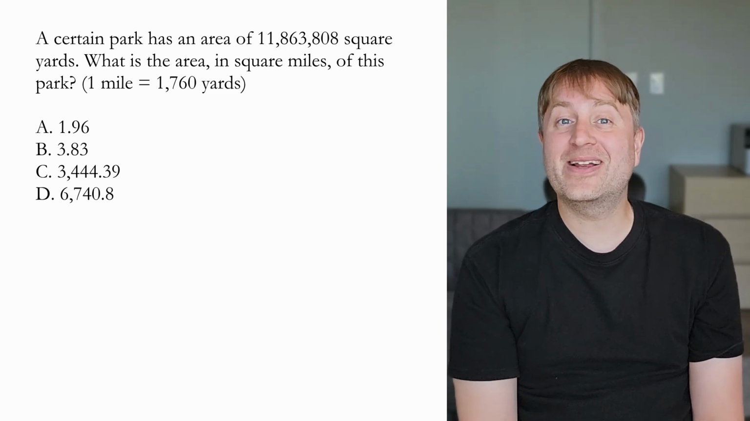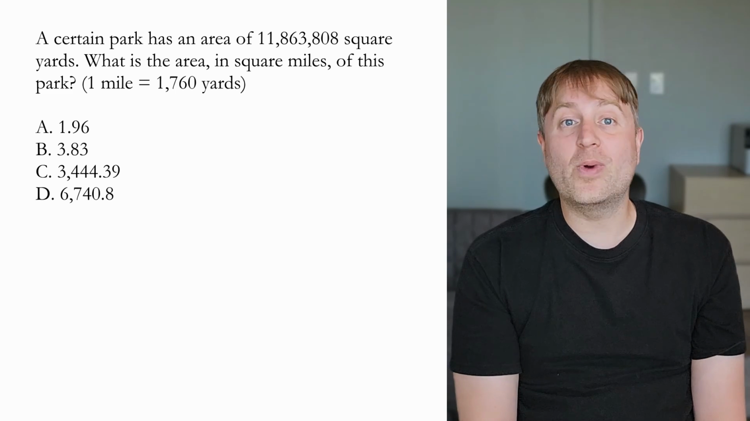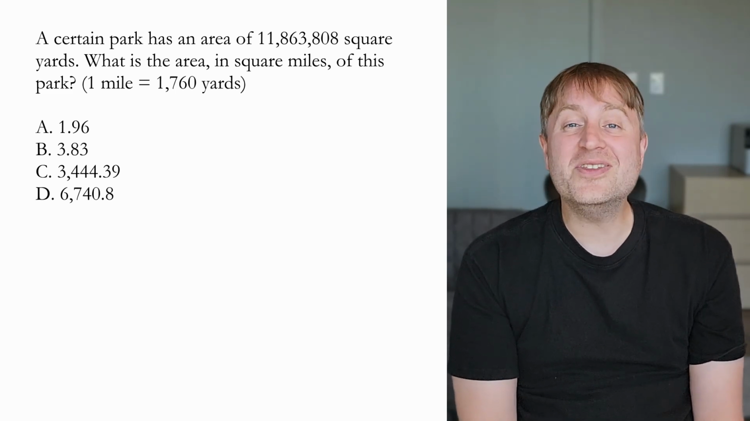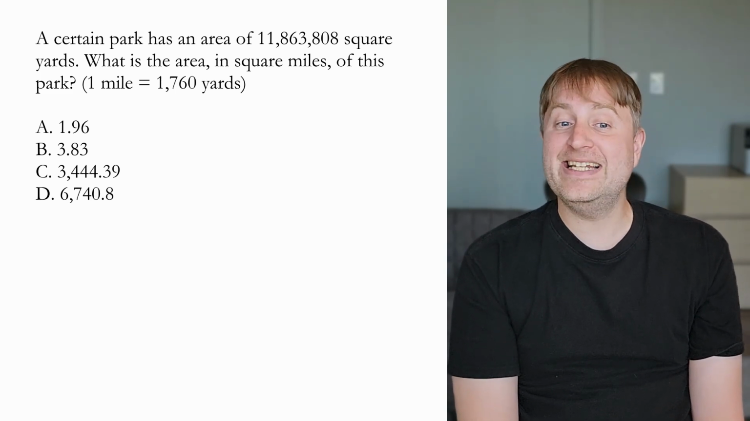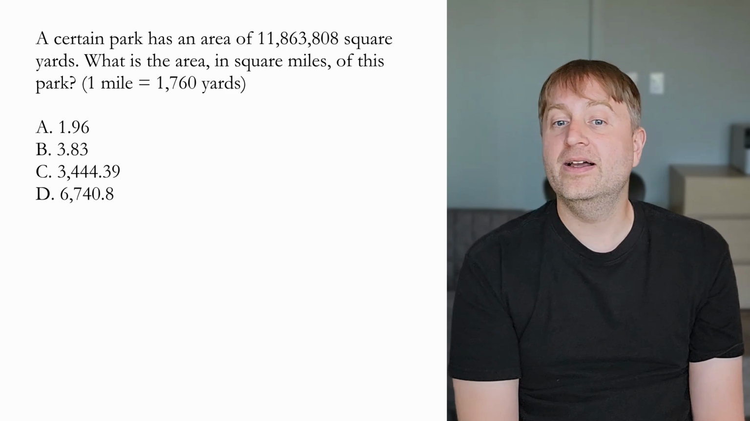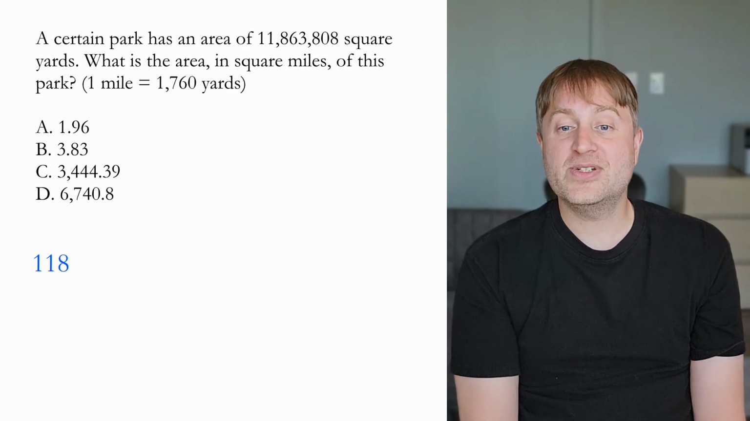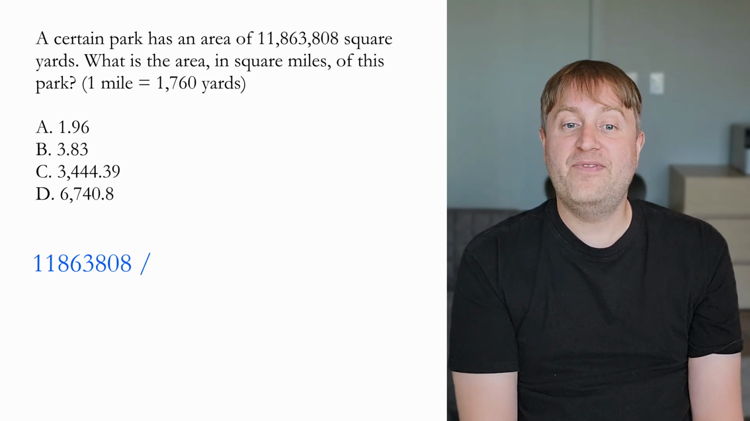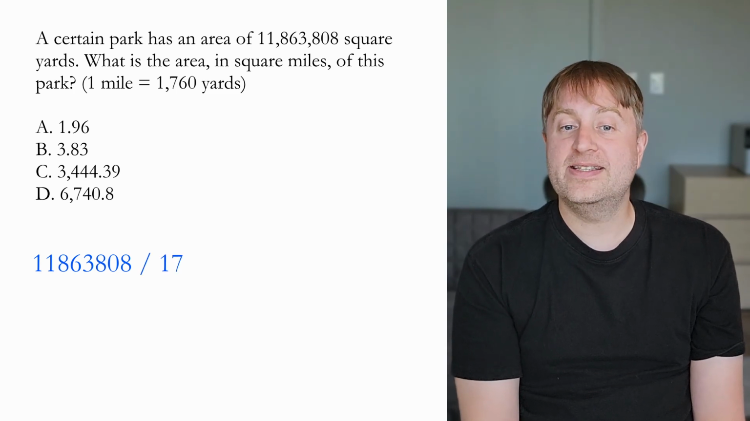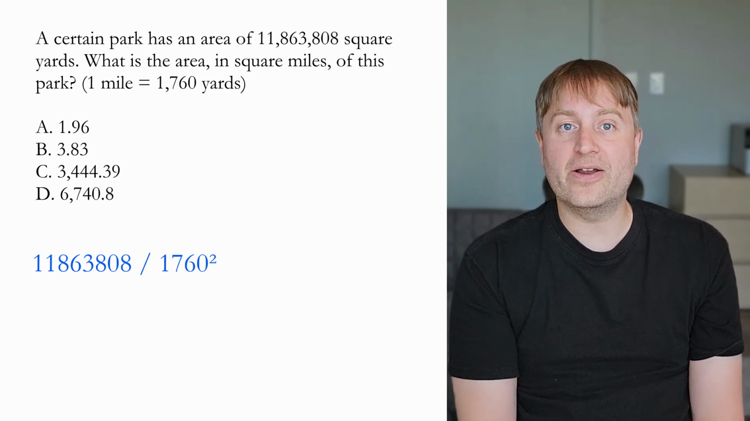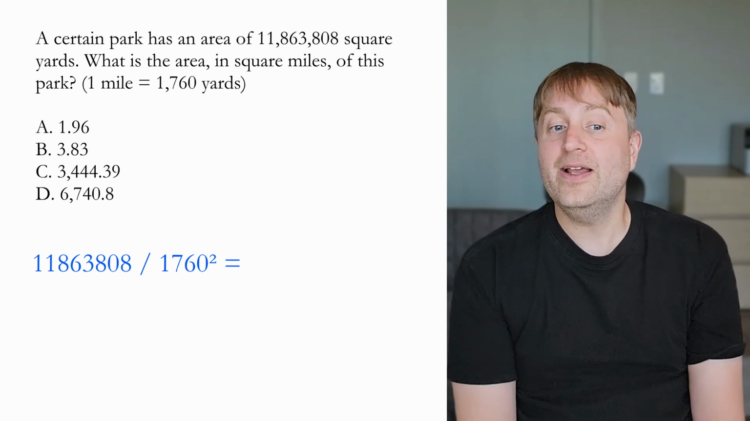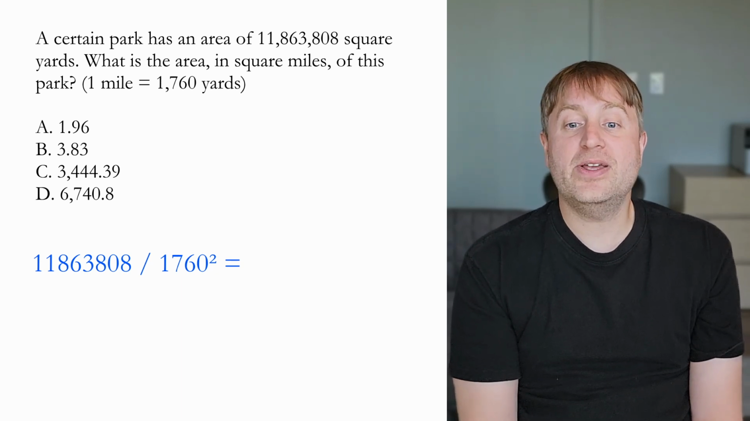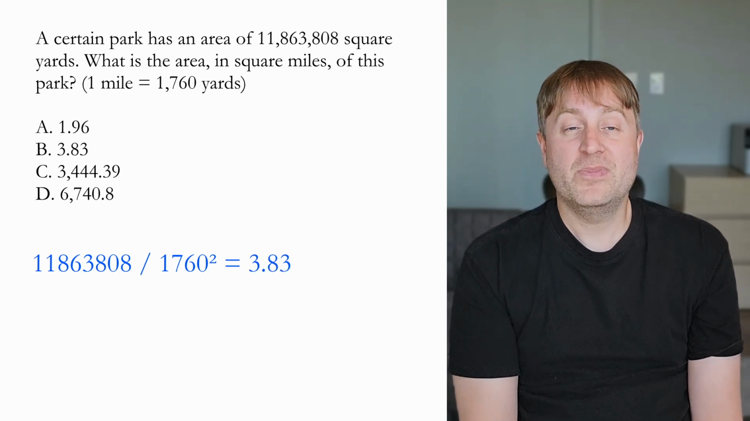And when you're squaring a unit, you also need to square the conversion rate. So to solve this question, what we actually need to do is to take that area of 11,863,808 square yards and divide it by 1,760 squared. And if we do that, we can see that the answer is actually 3.83, or B.